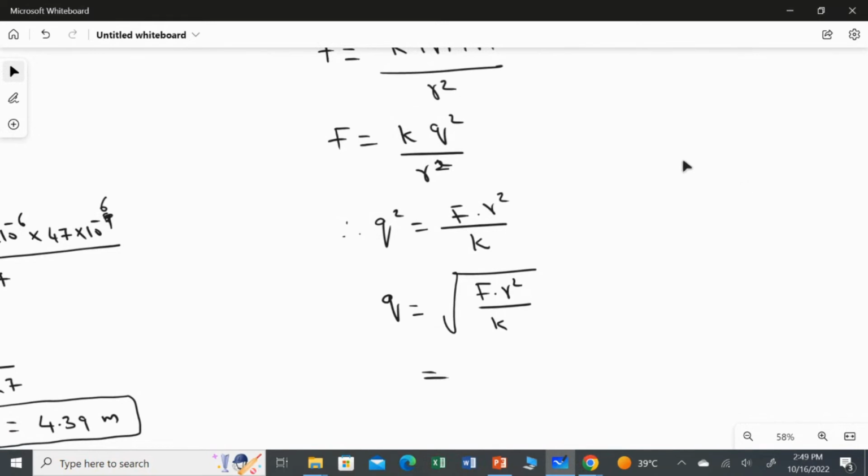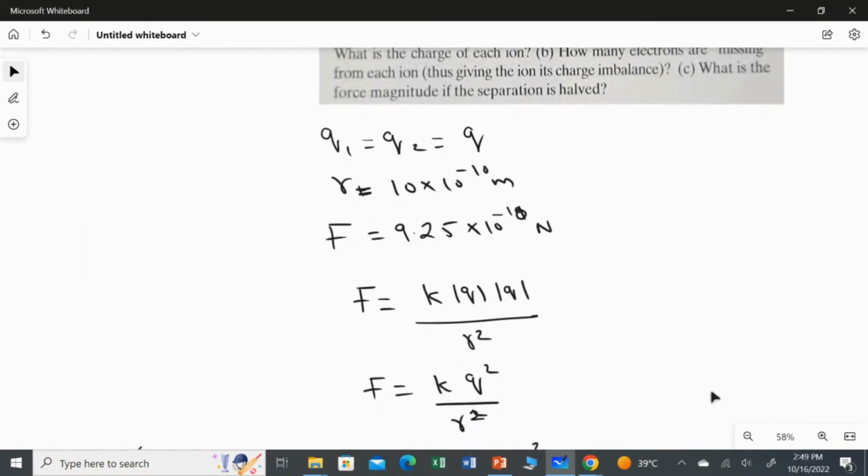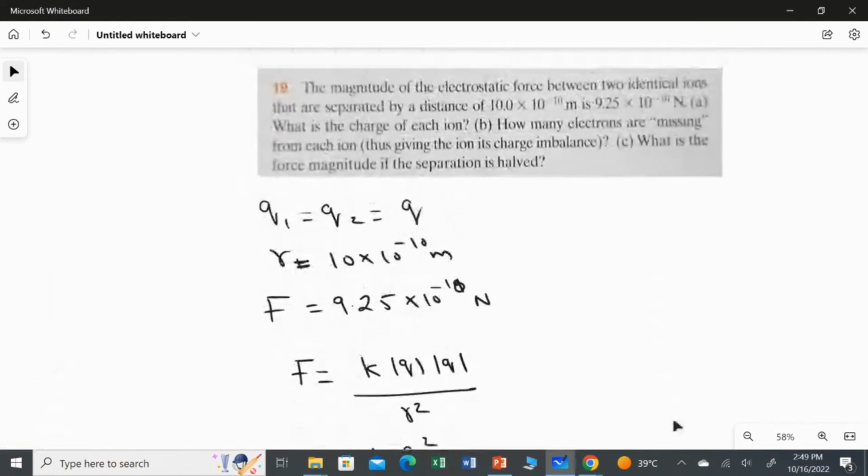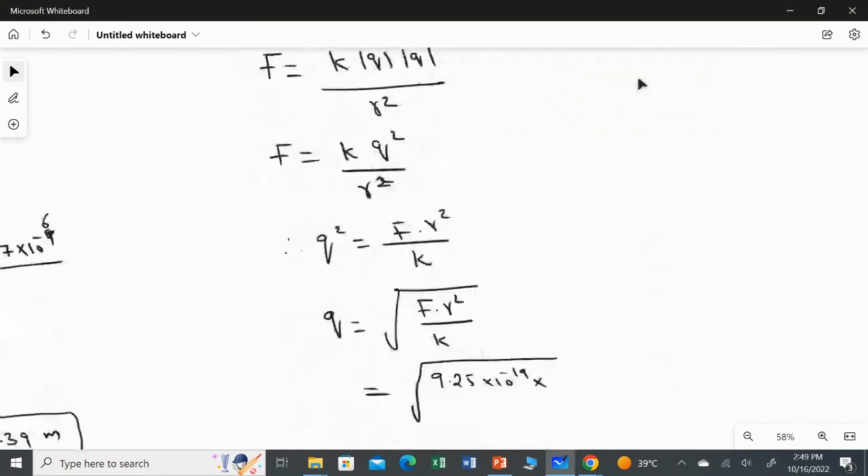Substitute the value. What is the force? The force here is 9.25 10 to the power of minus 10. Square root of 9.25 multiplied by 10 to the power of minus 10 multiplied by, what is the R? The R value is 10 multiplied by 10 to the power of minus 10.